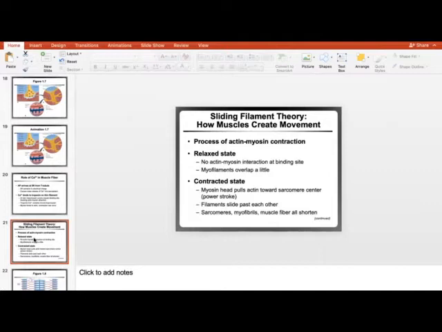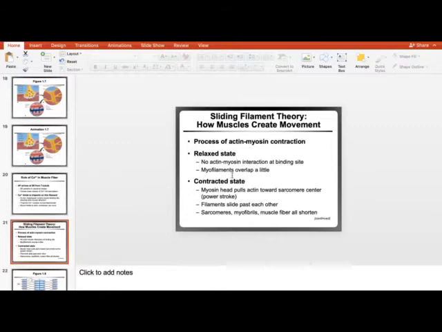The filaments, the actin and myosin, slide past each other. And when they do, the muscle gets smaller. In the relaxed state, these actin and myosin interactions don't happen because the troponin and tropomyosin stop that from happening.